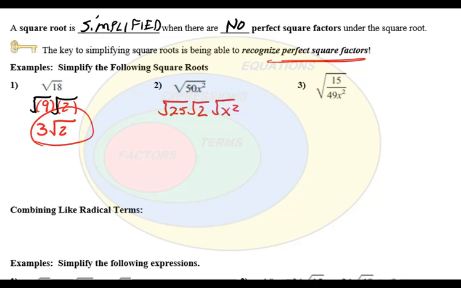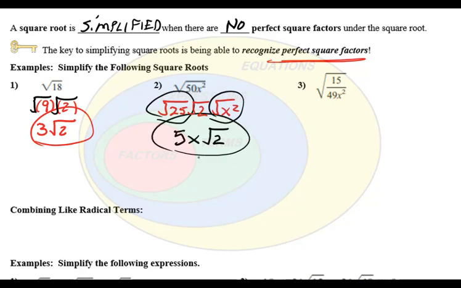So we could split this term up as the square root of 25 times the square root of 2 times the square root of x squared. So the perfect square factors are 25, that's a factor of 5, and then the square root of x squared, so that's a factor of x. And then the square root of 2 we just attach as the last factor. So again, we're taking out perfect square factors.